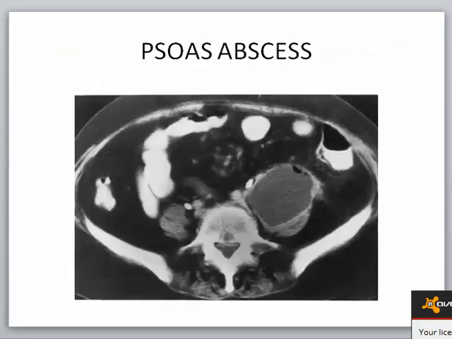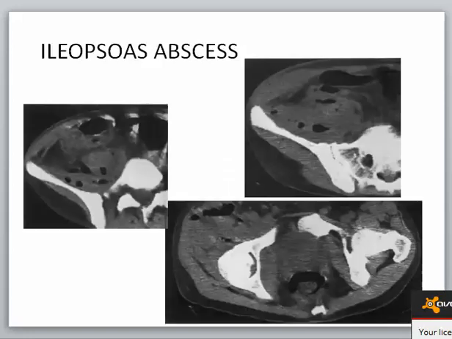This is typical for a psoas abscess with air formation, and these are the iliopsoas abscesses with extension. One is seen extending down. So iliopsoas abscess with air formation can occur.